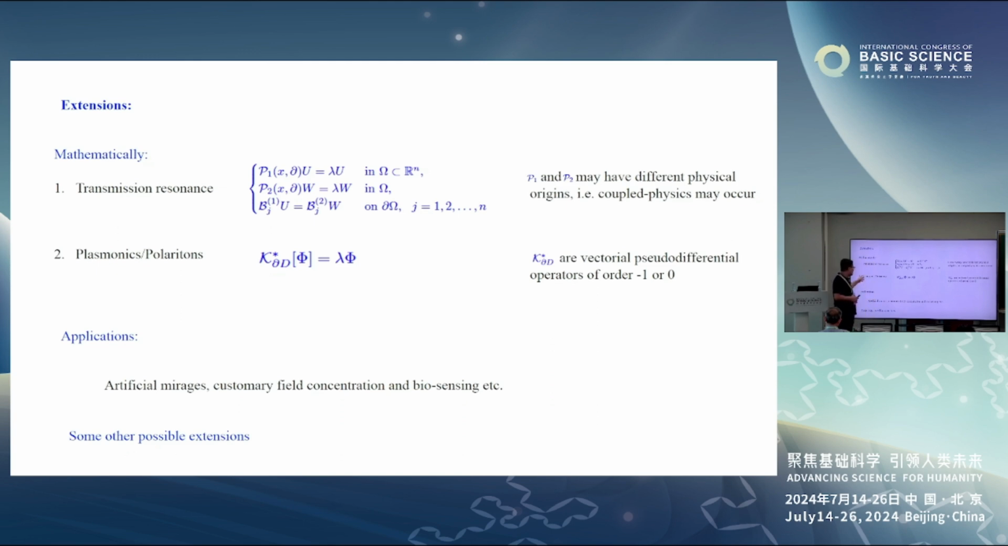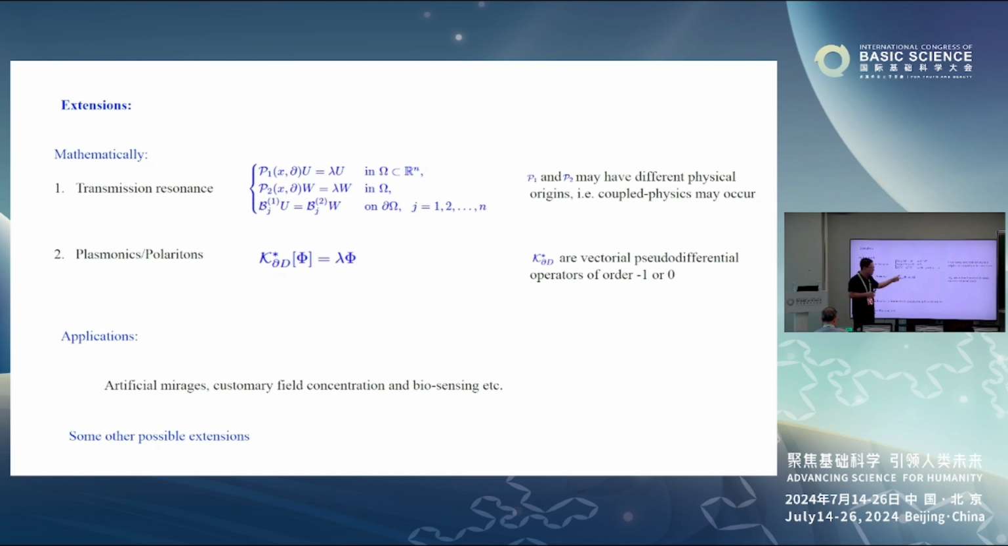The second is for plasmonics, so these polaritonic resonances. Before, I only considered this integral operator, the singular integral operator, the double layer potential of this Laplace operator. But actually, we can extend this to the general case. This operator can be a general vectorial pseudo-differential operator of order -1. That means it's a compact operator, or even order 0, it could be a non-compact operator. We can also, for example, consider this elastic wave.